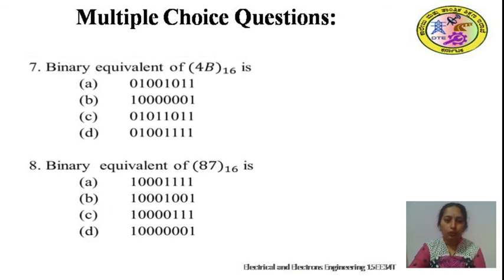Binary equivalent of 4B. It is option A. 4 is represented as 0100 and B is represented as 1011. The correct answer is A. Binary equivalent of 87: 8 is represented as 1000 and 7 is represented as 0111. So the answer is C.